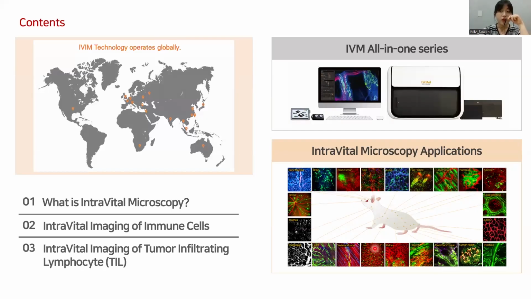So here is the flow for today's session. First, I'll provide a brief introduction to intravital microscopy. So what it is and what makes it a unique and powerful tool. Next, I'll showcase examples of immune cell dynamics in the ear, skin, and lymph nodes of mice, captured using our IBM system. Finally, we will look at real-time research cases where we monitored immune cell movement and tumor-infiltrating lymphocytes, also known as TILs, within cancer models.